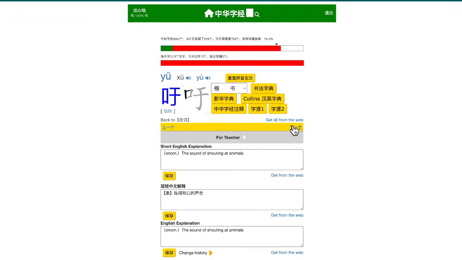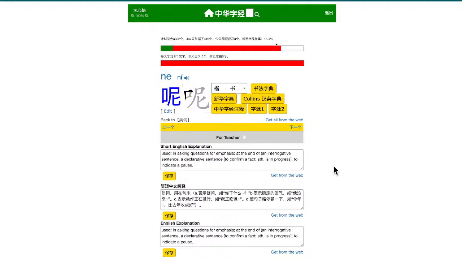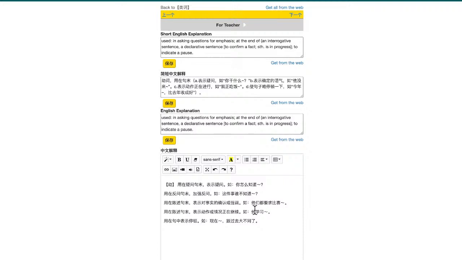So this is the next one. Ne. Now ne is a very, very common character to indicate a question in modern Chinese. For emphasis, it's added at the end of the sentence, at the end of a question. Sometimes you also add it in the middle of the sentence to emphasize, like 现在呢跟过去大不同了. So it adds emphasis and a pause.